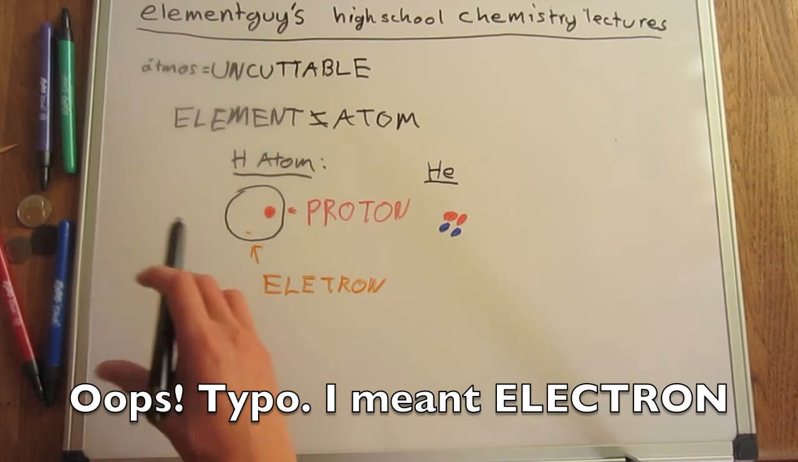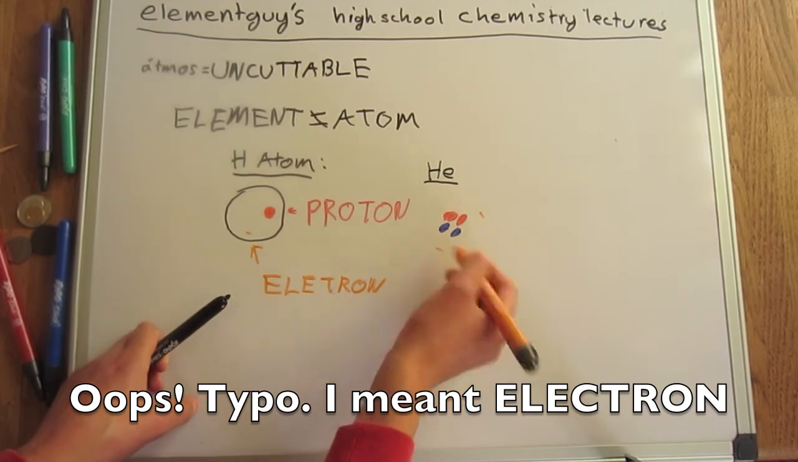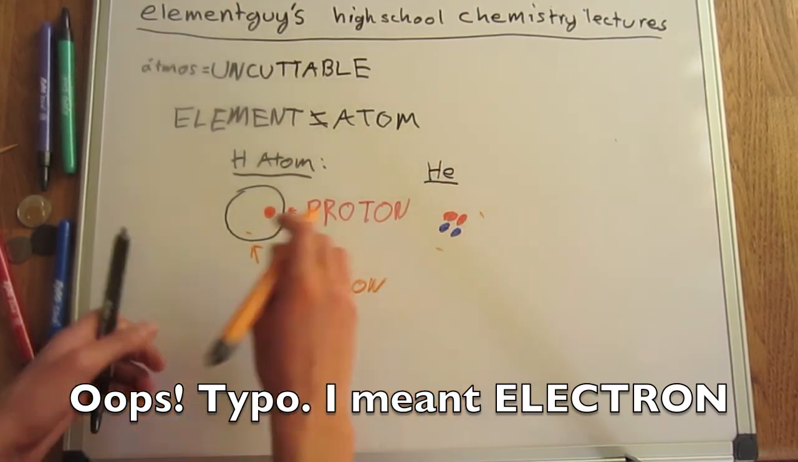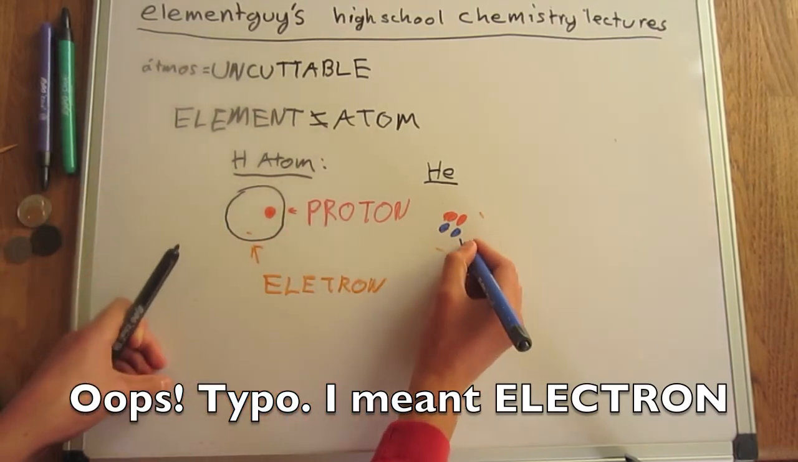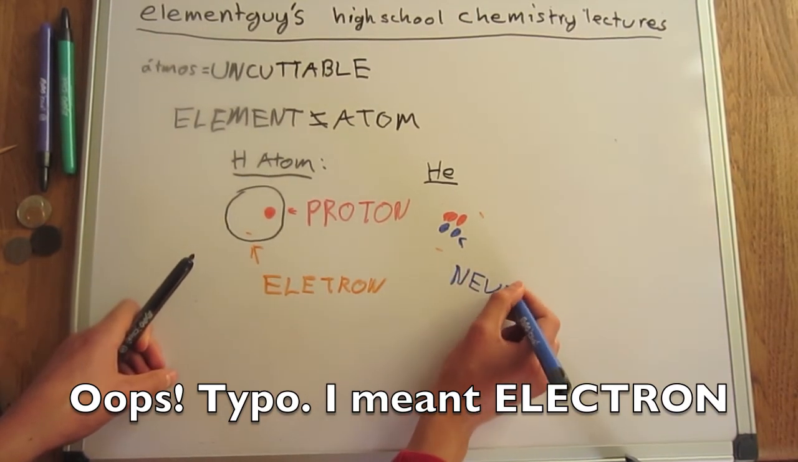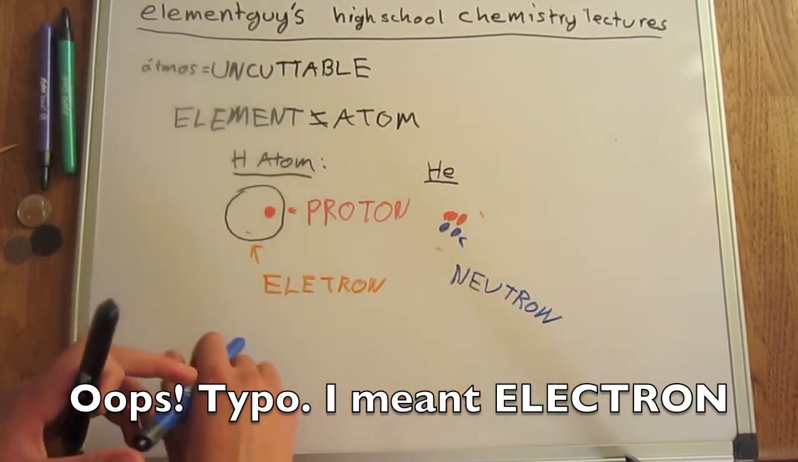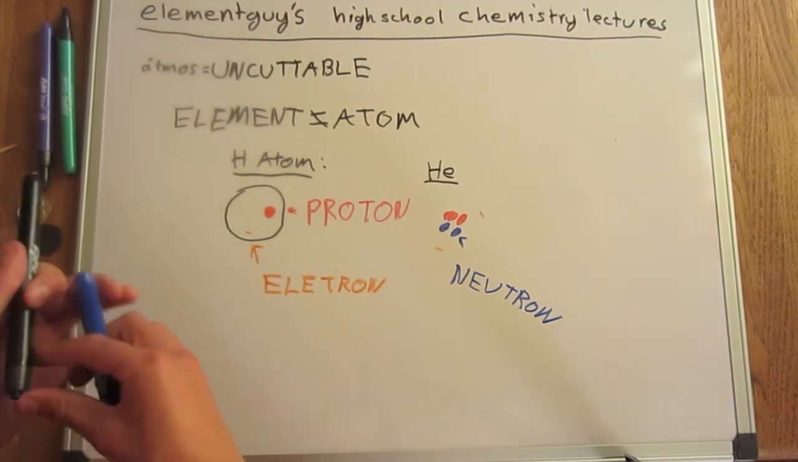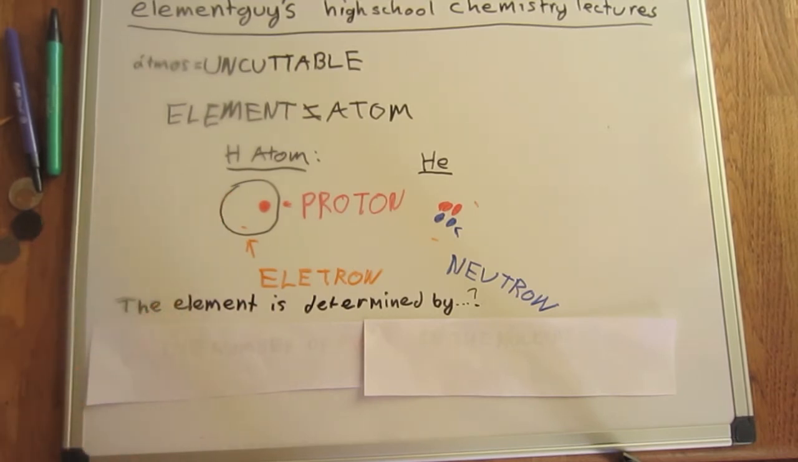And it has two electrons orbiting, well, not exactly orbiting, I will talk about that later, around the nucleus. So I'm going to label this new one a neutron. So that is a neutron. Those are neutrons. Alright, so you may be asking yourself, the hydrogen atom has one proton and one electron. The helium atom has two protons, two neutrons, and two electrons.